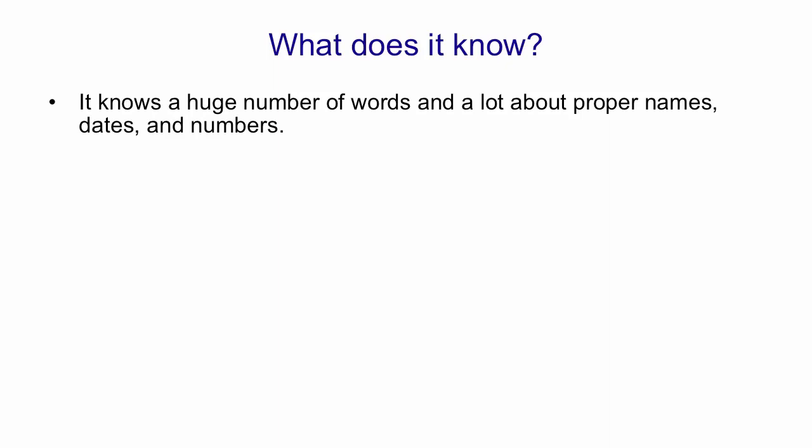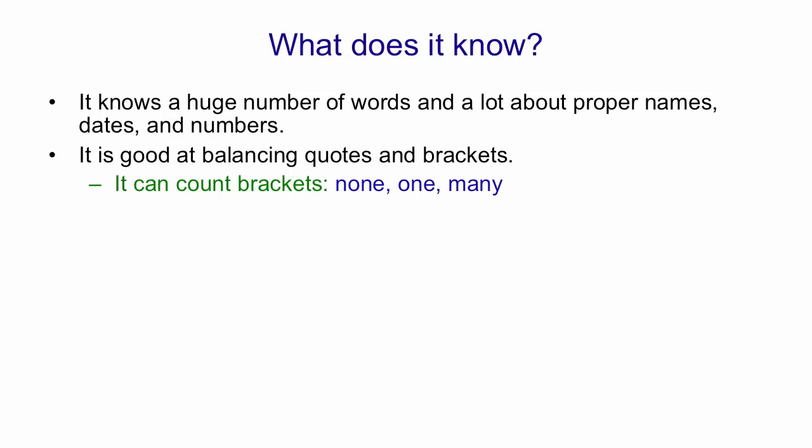It knows about dates and numbers, and the context in which they occur. It's good at balancing quotes and brackets, and in fact it can actually count brackets. If you give it no opening brackets, it's very unlikely to produce a closing bracket. If you give it one opening bracket, it's quite likely to produce a closing bracket in the next 20 characters or so. If you give it 2 opening brackets, it'll produce a closing bracket very quickly. Giving it 3 doesn't seem to make it any faster.